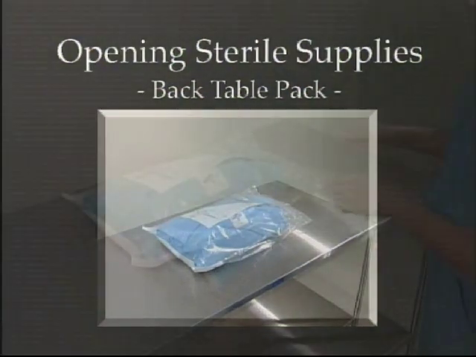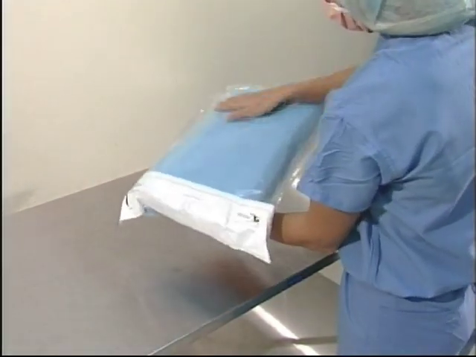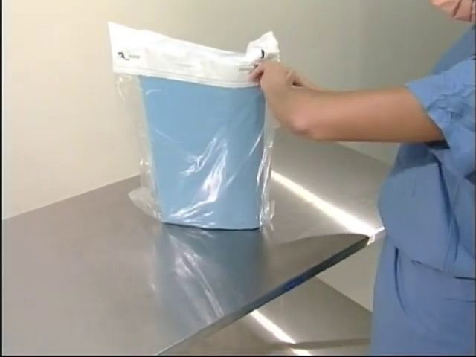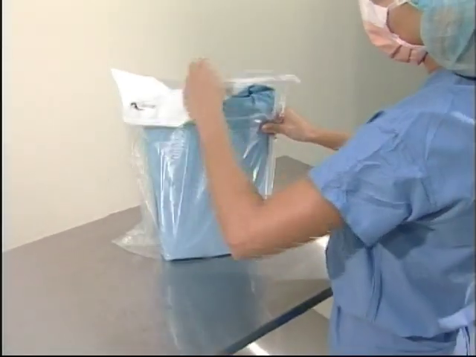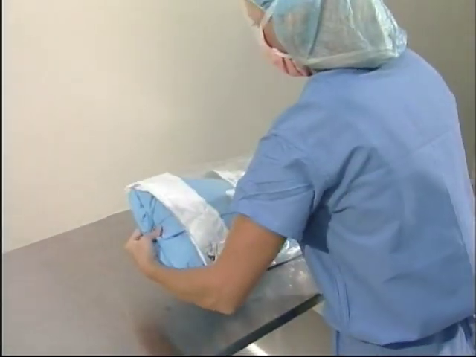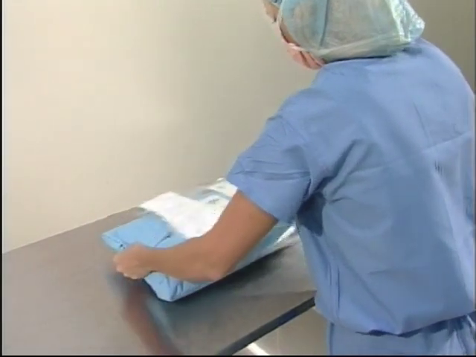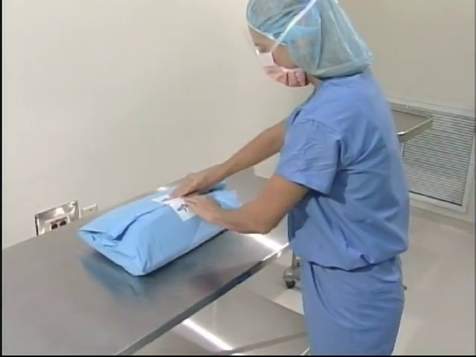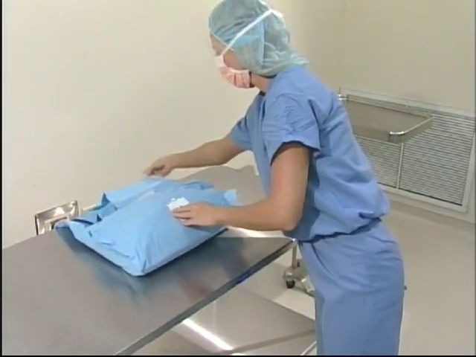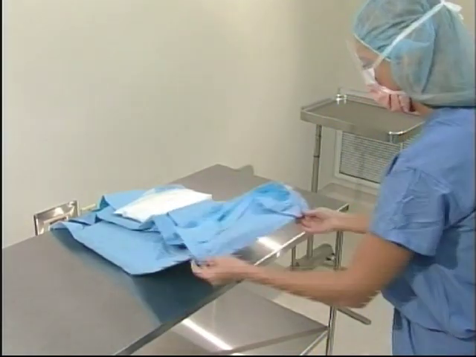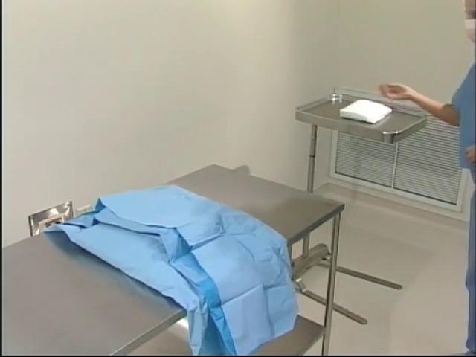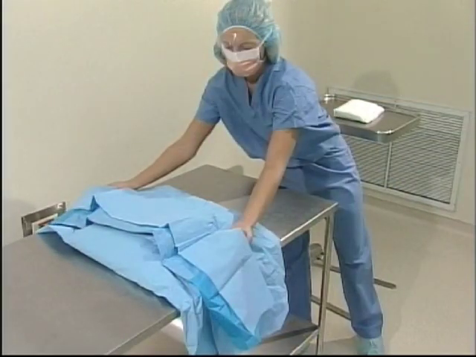The procedure is as follows. Check integrity of outer wrapper. Remove dust cover. Check integrity of inner package. Orient pack on back table. Break or remove seal. Unfold the first flap away from you. Unfold the second flap toward you. Remove any accessory items, such as the separately packaged gown. Place the gown on the Mayo stand.